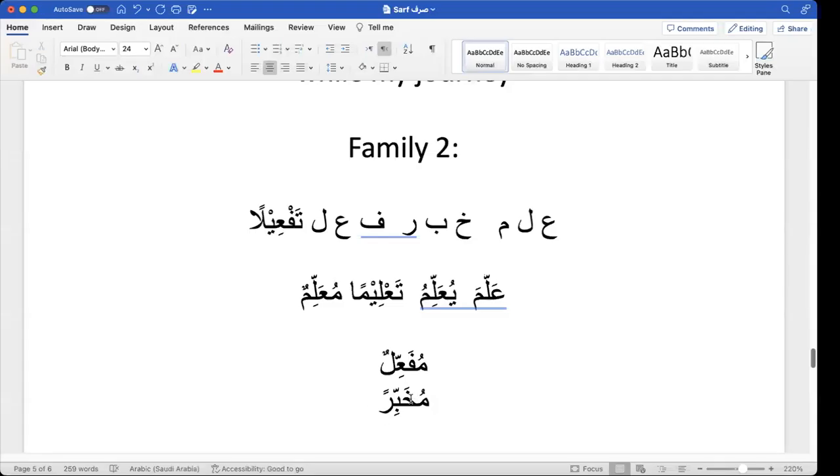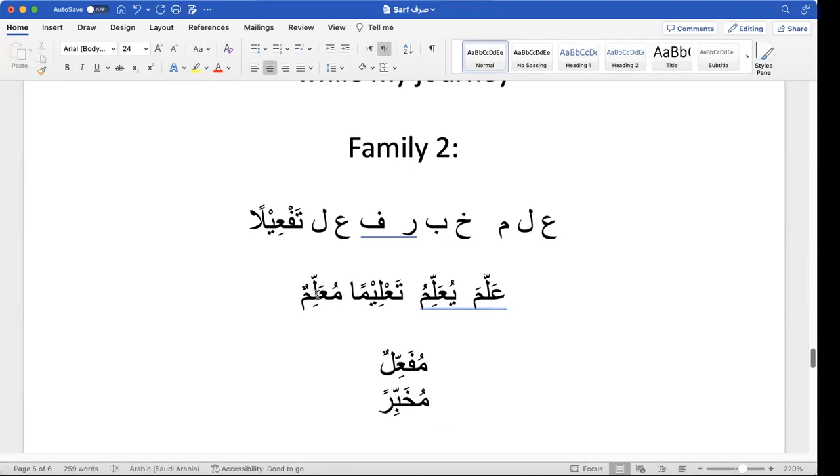You had a word mukhabbiran. You try to match it with the masdar of family 2 first. It could not match. Now next you have to match it with the fa'il. Now you know the fa'il of family 2 looks like mu'allimun. This is mukhabbiran. So yes.